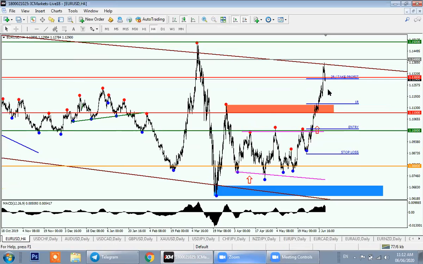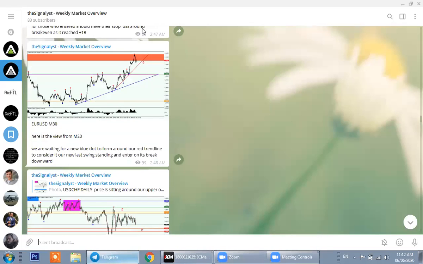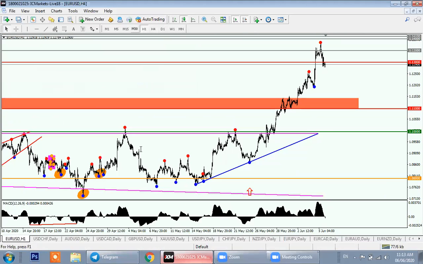So around here, the sellers are obviously taking control as the buyers are closing their trades in profit. And of course, some traders are entering sell here. So we will experience some sort of shift in momentum around this area here. So our last week buy hit take profits, and we're waiting for a momentum candle close and an objective break below our red trend line to sell.